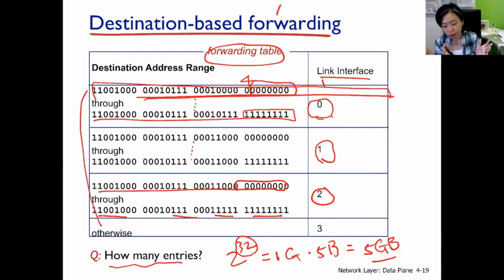This is a 32-bit IP address. This is IP version 4. Later on, you'll see there's another version of the IP layer protocol, called IP version 6, and the address space there is expanded to 128 bits. So this approach, one entry per IP address, is not going to scale very well.